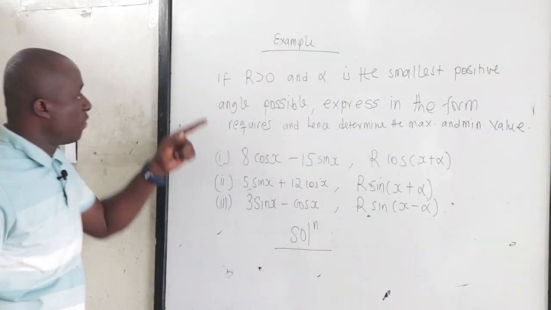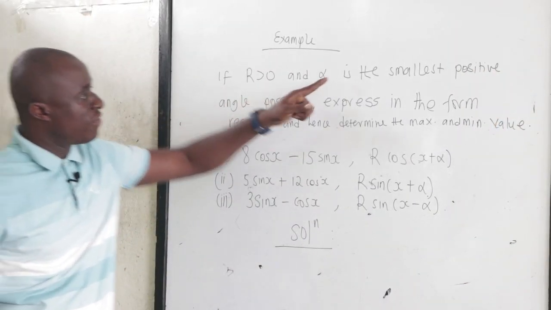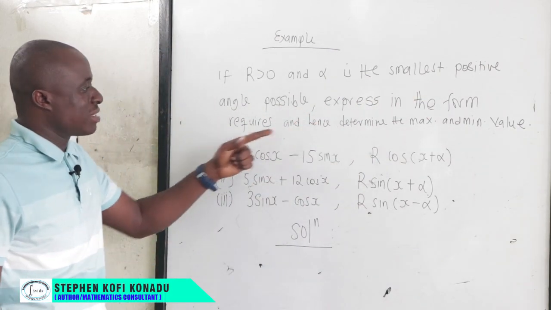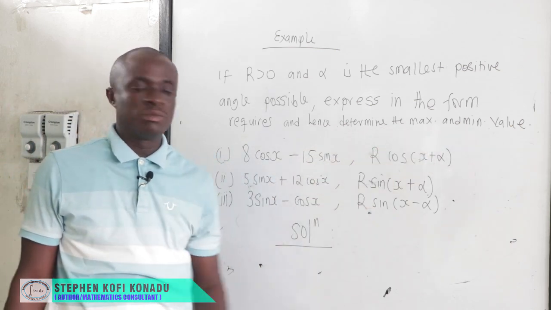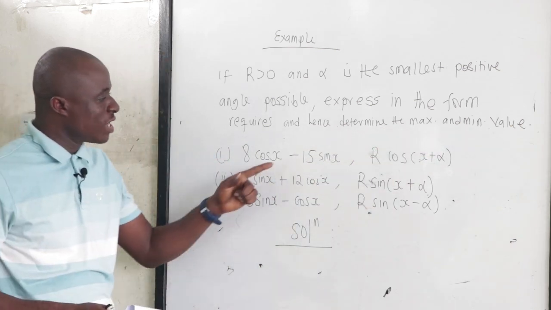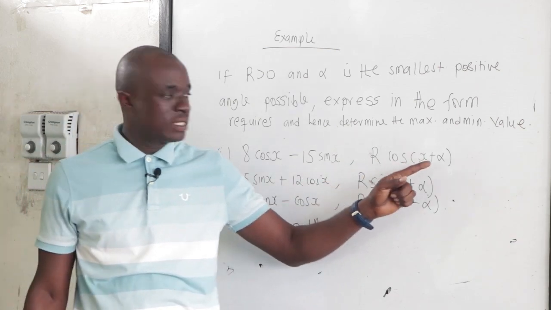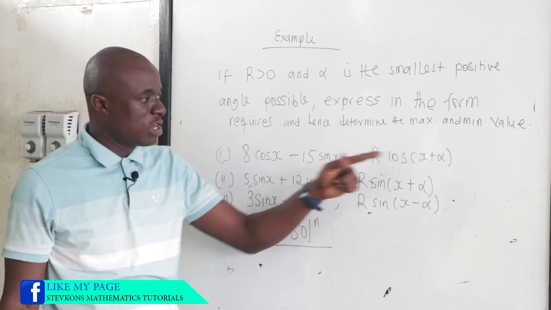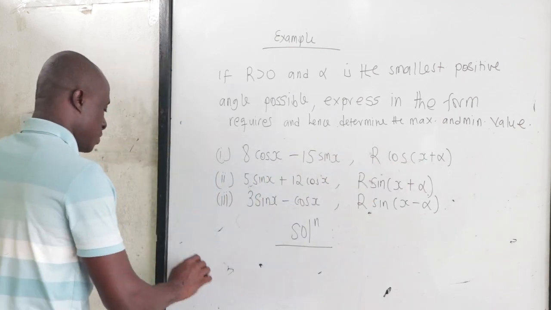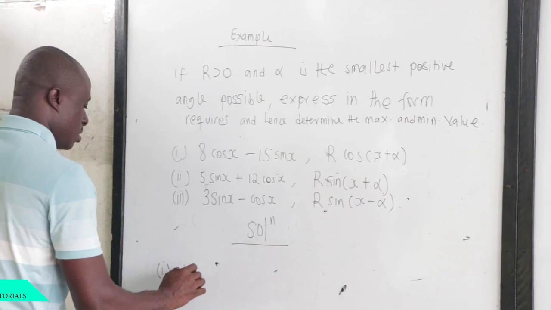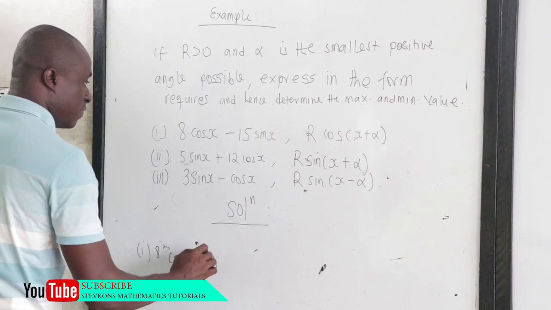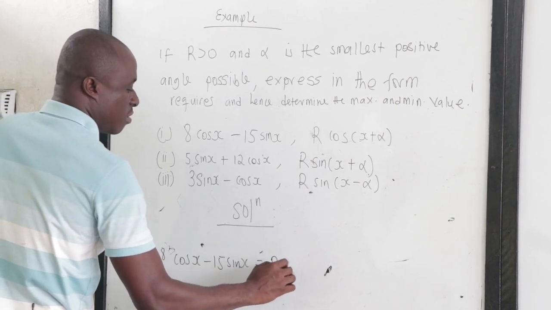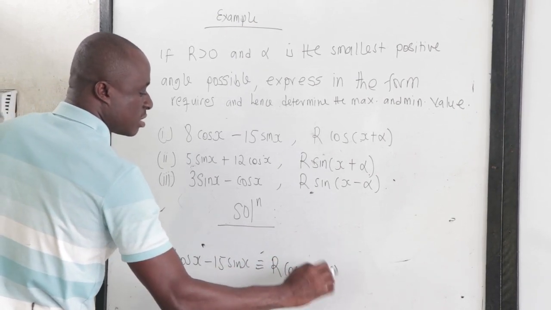Now we've been given that r is greater than 0 and alpha is the smallest positive angle possible. We should express in the form required and hence determine the maximum and minimum value. The first one we are being told to express in the form r cos(x + alpha). Why is it plus? Because this is negative, so here will be positive. The first part we have 8 cos x minus 15 sin x, so this is equal to r cos(x + alpha).